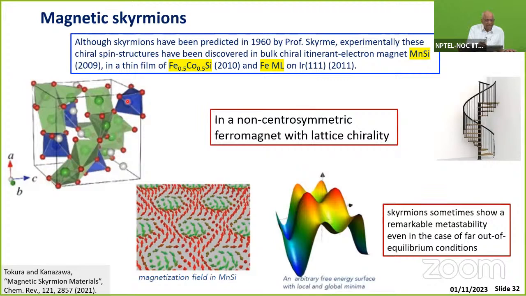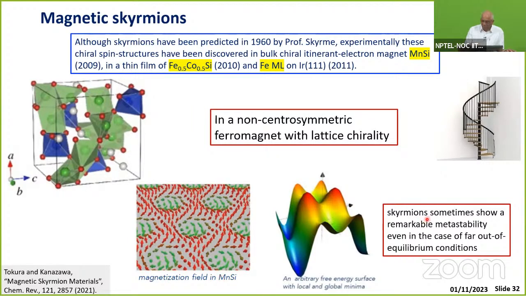They all have a chiral lattice, non-centrosymmetric, ferromagnetic with the lattice chirality, like a staircase. And then you form these pockets of localized spin textures, the vortices, the vortex of spins. So that is the magnetic skyrmion.